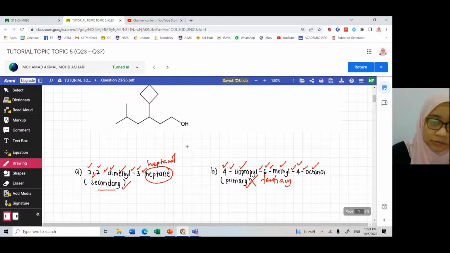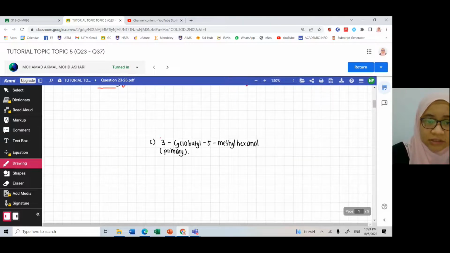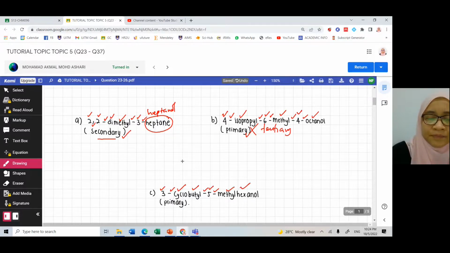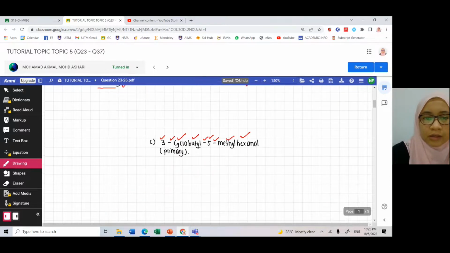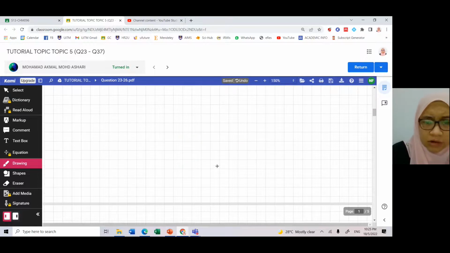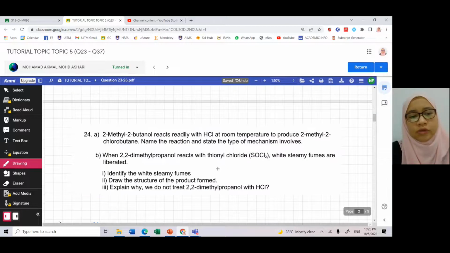Moving on. The last one is known as 3-cyclobutyl-5-methylhexanol. Okay, very good. And this is a primary alcohol. Moving on.